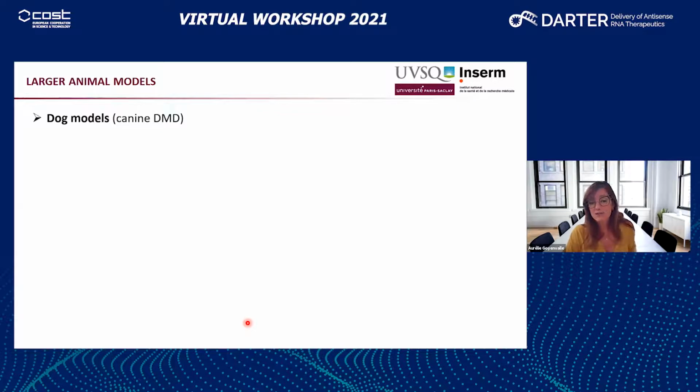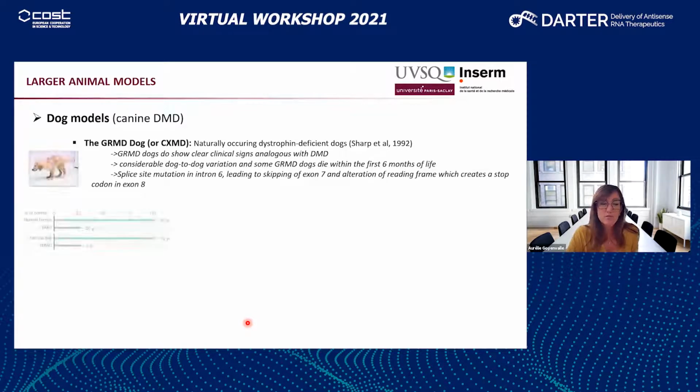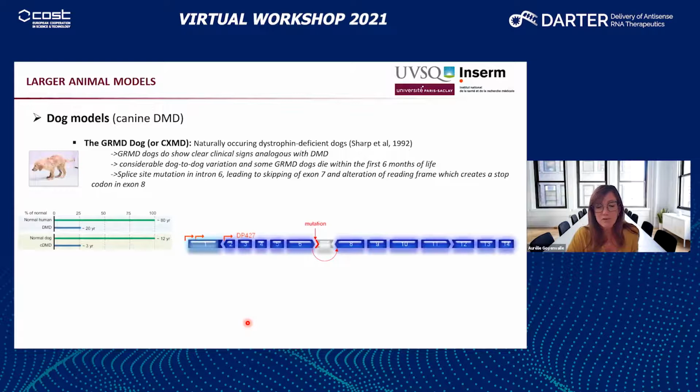Finally, there are larger models. For the dog model, a number of different breeds of dog have been characterized and reported with dystrophin deficiency. One of the most common and most famous is the GRMD dog model. It's a golden retriever dog. Also, it's been backcrossed on, I think, a beagle. That is the CXMD in Japan. So the dogs are actually really severe. But again, there's a lot of dog-to-dog variation, and some of the dogs die within the first 6 months of life, and some others behave well, survive and live much better.